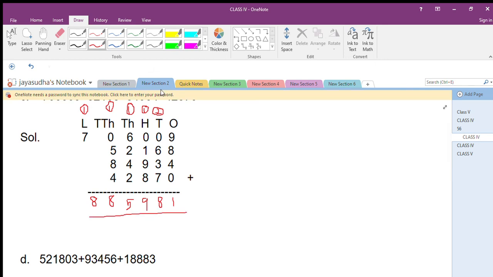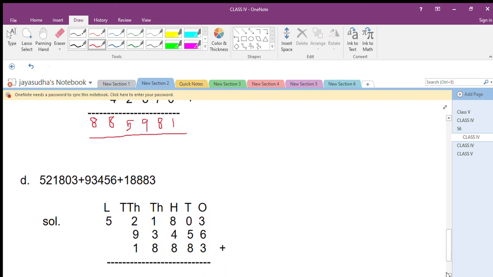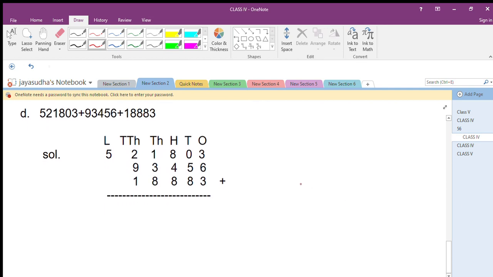Whenever you want to add, you don't forget the carryovers. Always you want to add with this carryover also. Okay children, now move on to the next sum. Listen, this is also I write in the same pattern. First you write the place values, then you arrange the numbers according to the place values. The column should be straight. Don't zigzag when you write. Now you want to add.